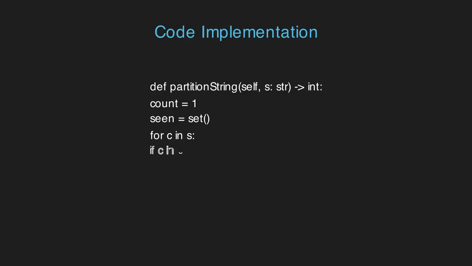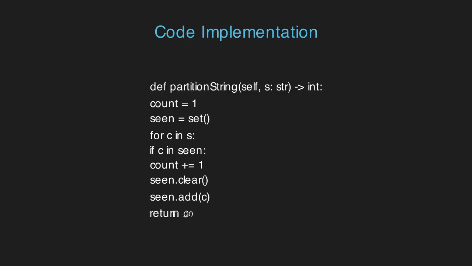Next, we iterate through each character in the string using a for loop. Inside the loop, our first check is the duplicate condition. We write, if the character c is in seen. If this is true, we must make a cut. We increment count by 1, and we clear the seen set using the .clear method.